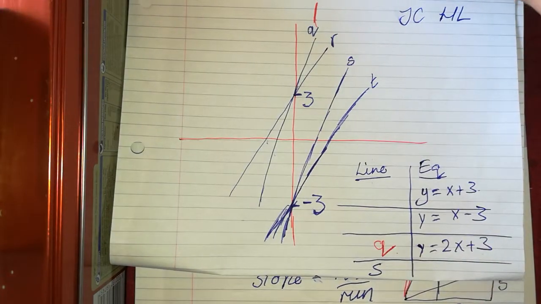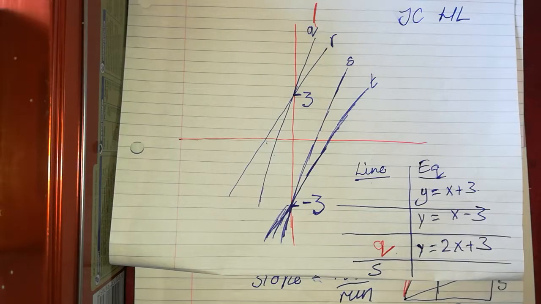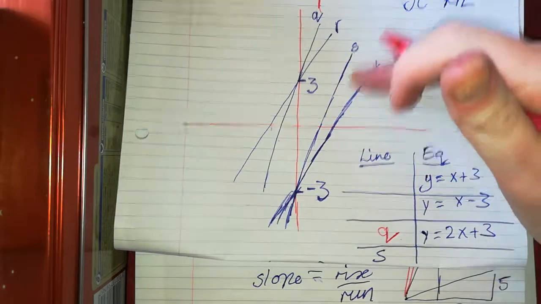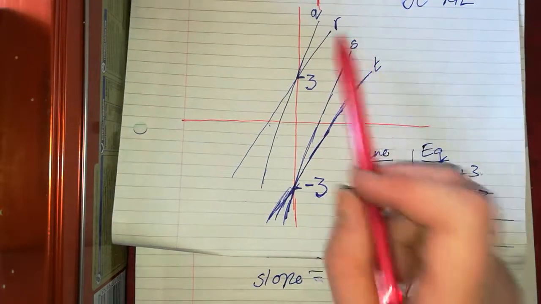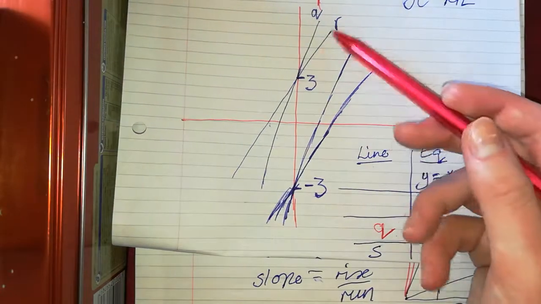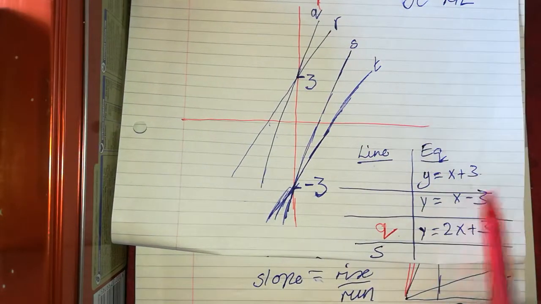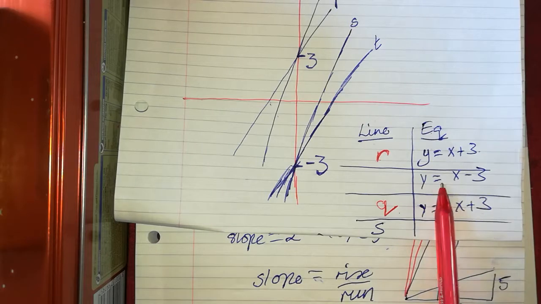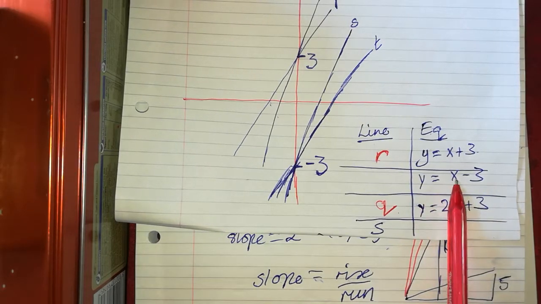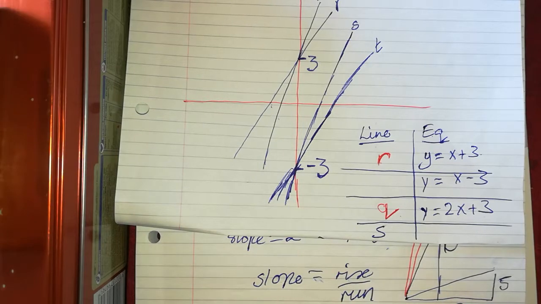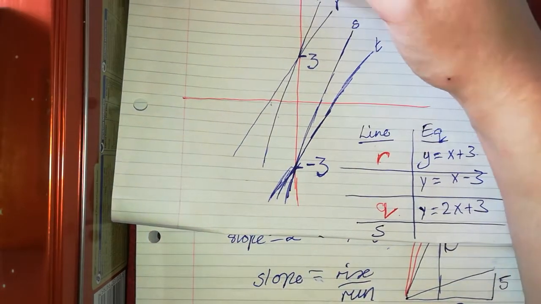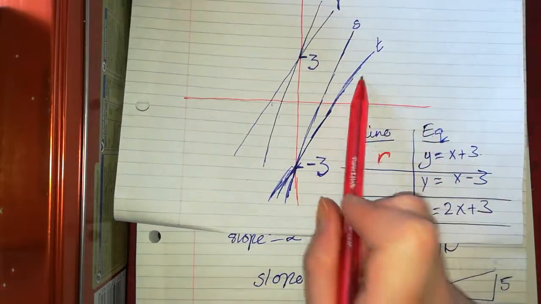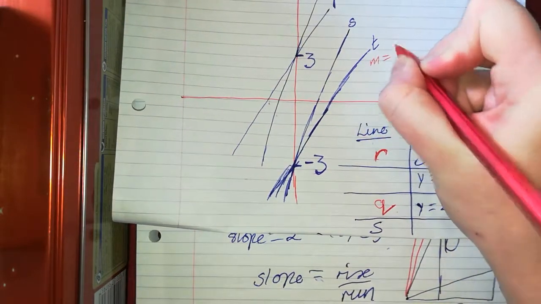We were told in the question that Q is parallel to S, so S is also going to have a slope of 2. If Q is the steeper one, then the other one that crosses the y-axis at 3 must be R. There's also the line that crosses at -3 but has a slope of 1. Q has a slope of 2, and R has a slope of 1. So the one that has a slope of 1 is parallel to R, so this one, T, must have the slope of 1.